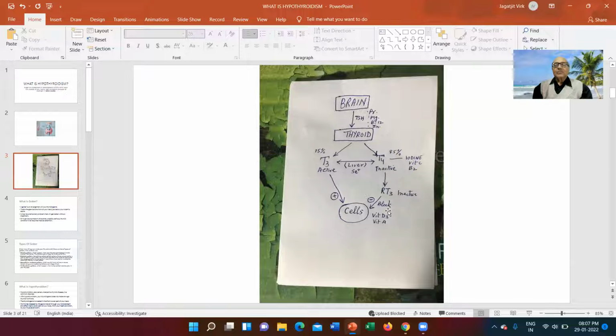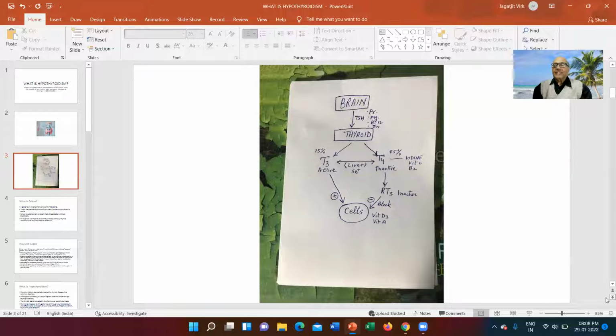So T3 getting into the cells requires vitamin D3 and vitamin A. It is also important. If it is not present, there may be adequate T3, but your cells will not function properly. So vitamin D3 and vitamin A are also required to get this T3 action on the cells. So this was, in a nutshell, preliminary knowledge about the elements required.